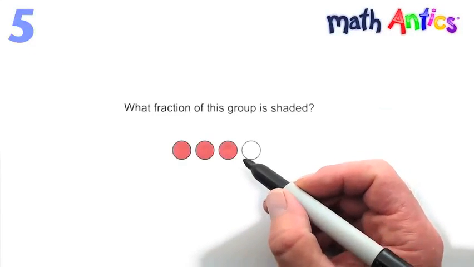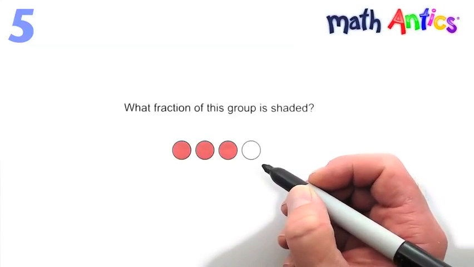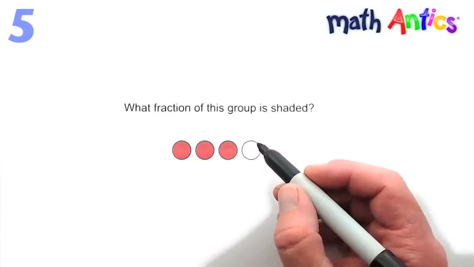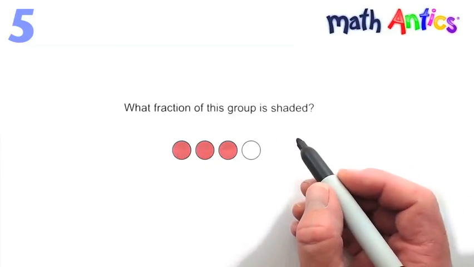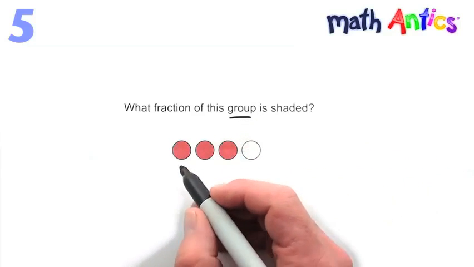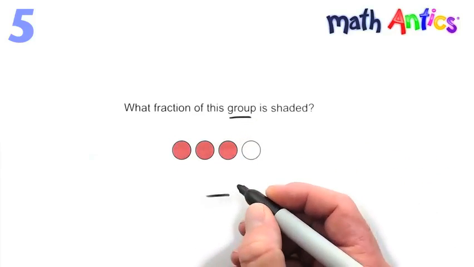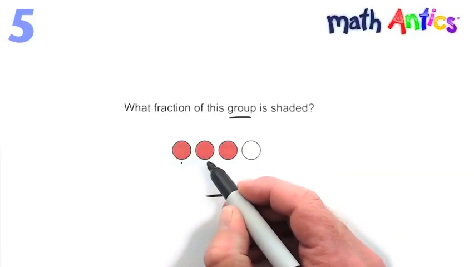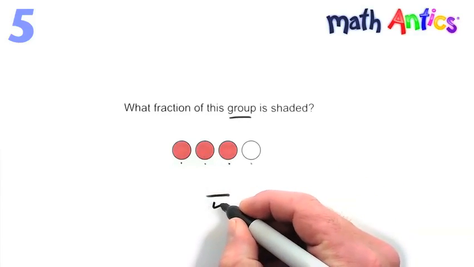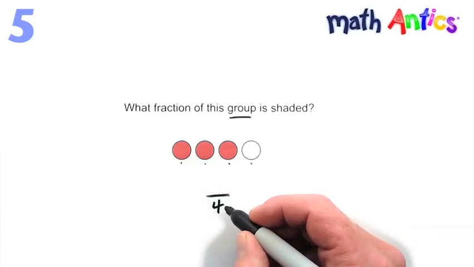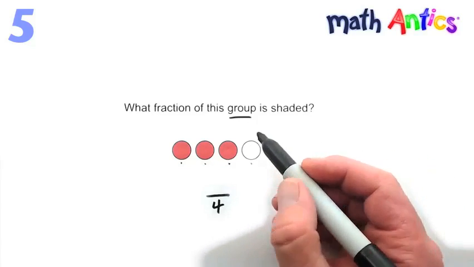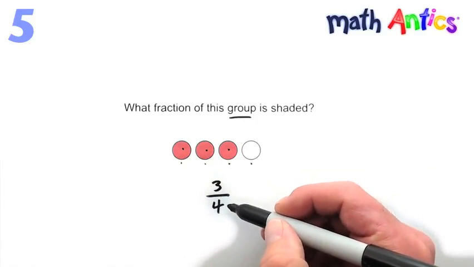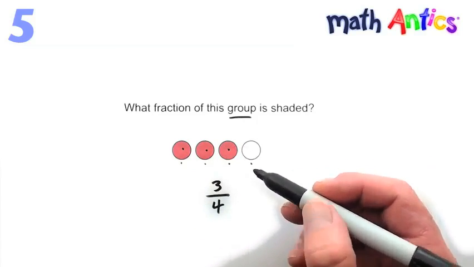Our next problem, instead of showing us an object like a circle that's divided up into parts, shows us a group of objects, a group of circles, and some of those circles are shaded, and it wants to know what fraction of that group is shaded. So it's the same procedure. We're going to have a fraction as the answer, and first we need to count up how many members there are in the group. That's 1, 2, 3, 4. So 4 members of the group. That's our bottom number, our denominator. And now let's count how many are shaded. 1, 2, 3. So 3 is the top number. So 3/4 of this group of circles is shaded.